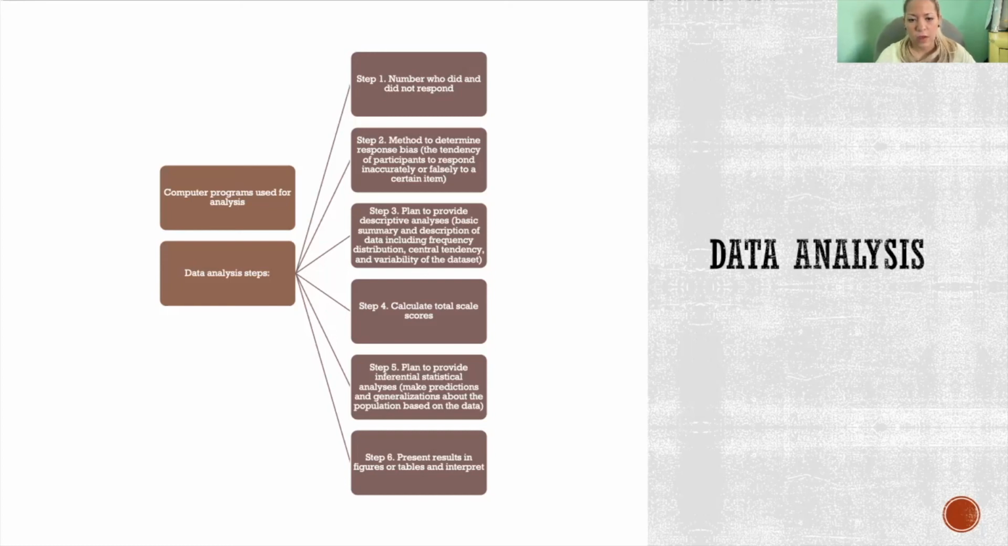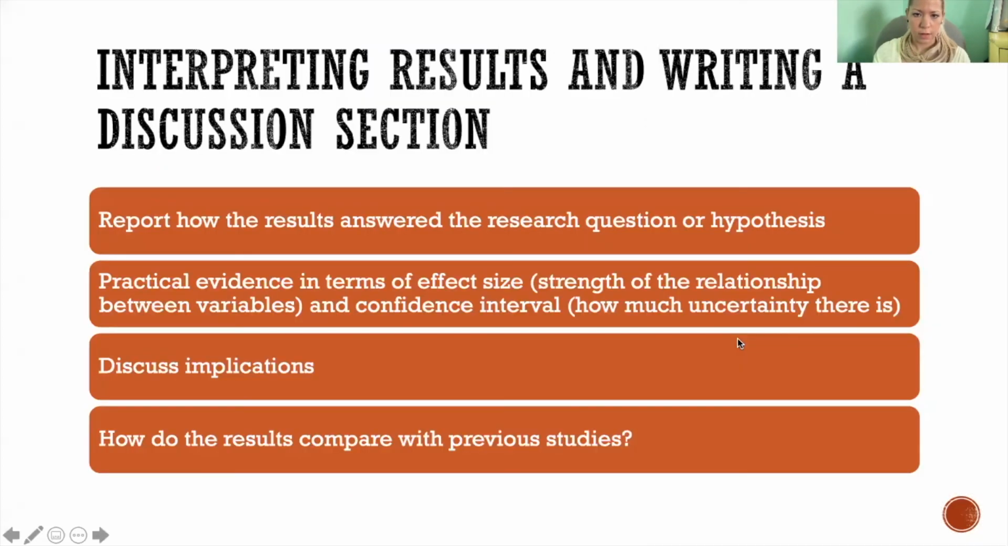And then step 6, you need a way to make sense of that data for the reader. So you'll present the results in figures or tables, and you need to work on interpreting that data. So then you need to interpret the results and write your discussion section in light of that interpretation. So you want to report how the results answer the research question or hypothesis. So were your hypotheses accepted or rejected, and in what way, how so? So you're going to discuss that.